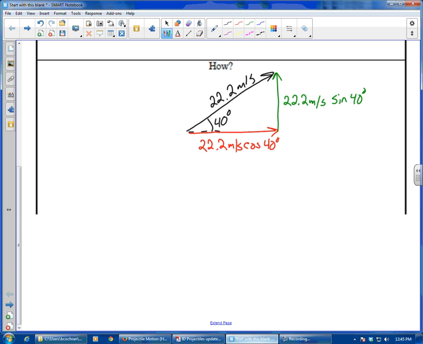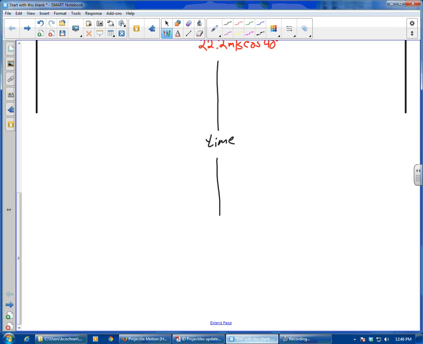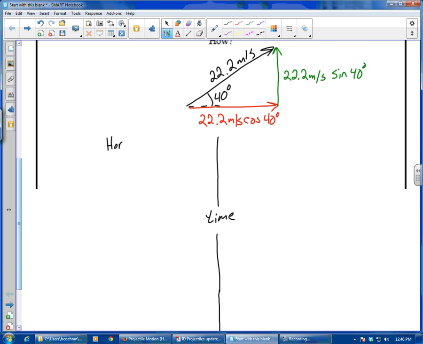The biggest mistake people usually make is thinking that somehow that is showing you also the path it follows. That's just about the initial velocity, nothing about what the path is. So at this point, I need to separate into my horizontal and vertical components with my time bridging the gap. So over here I'll do horizontal, here I'll do vertical. Horizontally I know it has a velocity of 22.2 meters per second cosine 40 degrees. It has an acceleration of 0.